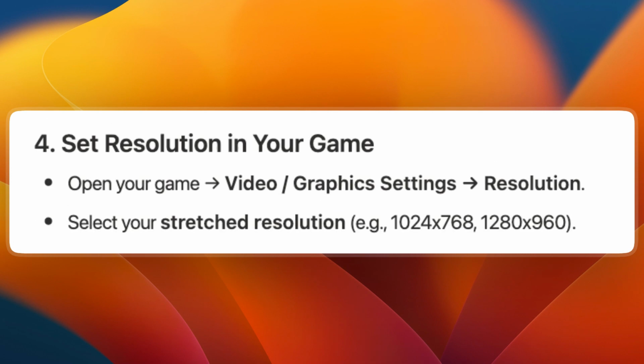Next, set the resolution in your game. Open your game, go to Video or Graphics Settings and then Resolution, and select your stretched resolution. Also make sure to set the display mode to full screen, since borderless or windowed modes can cause black bars.